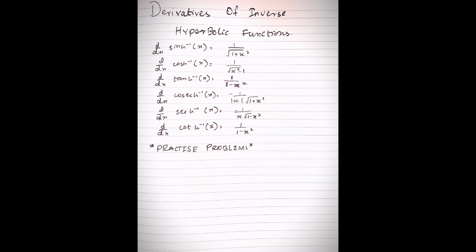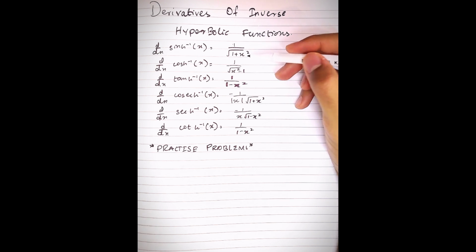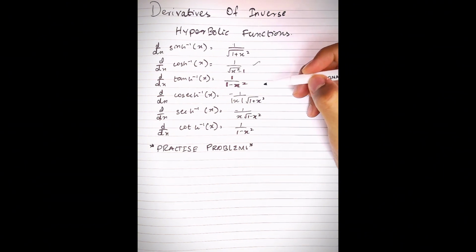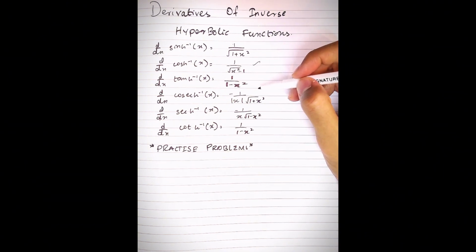Okay, so guys, now in this video we have to find the derivative of inverse hyperbolic functions. The derivative of sinh inverse x is 1 divided by the square root of 1 plus x squared. The derivative of cosh inverse x is 1 divided by the square root of x squared minus 1. The derivative of tanh inverse x is 1 divided by 1 minus x squared.